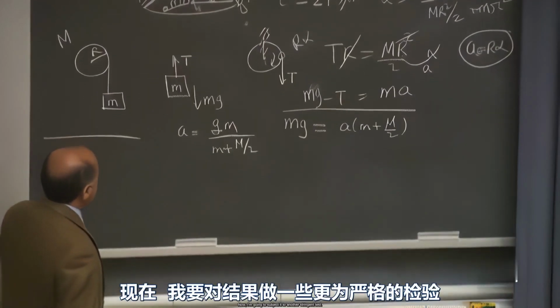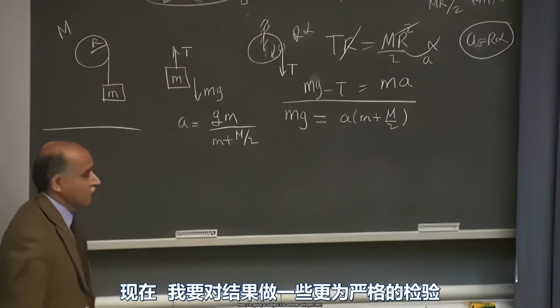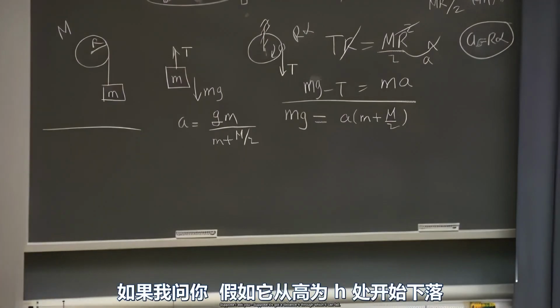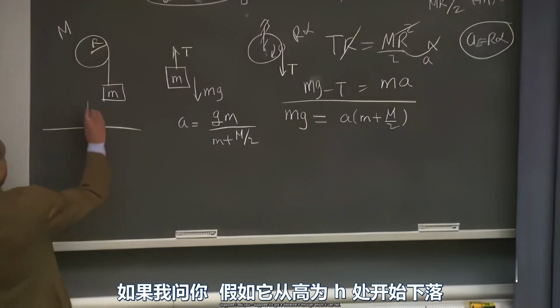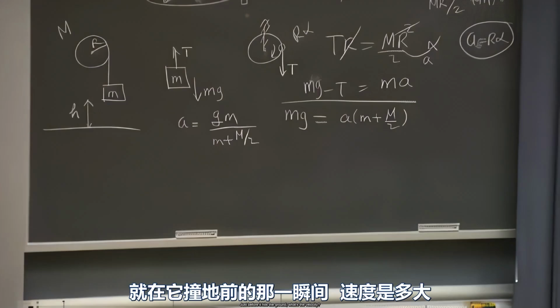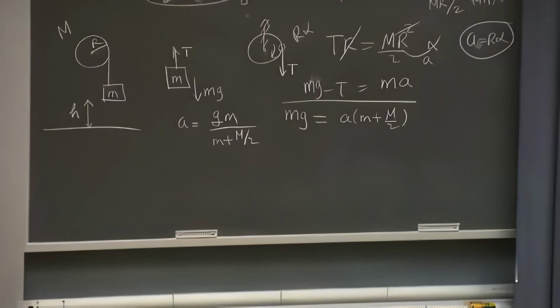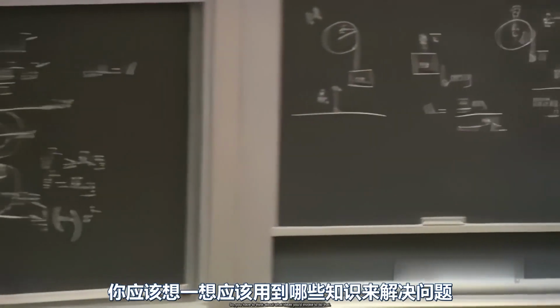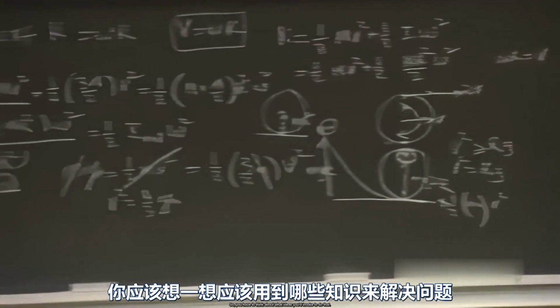Now I'm going to subject it to another stringent test. Suppose I ask you, suppose it's got a distance h through which it can fall. How fast is the block moving when it hits the ground? Just before it hits the ground, what's the velocity? So you have to think about what ideas you will invoke to do that.